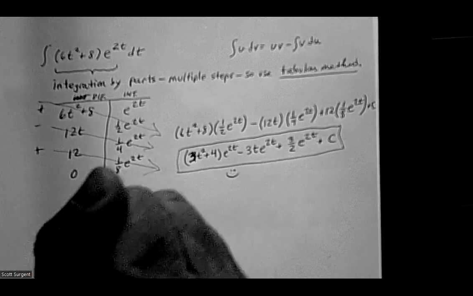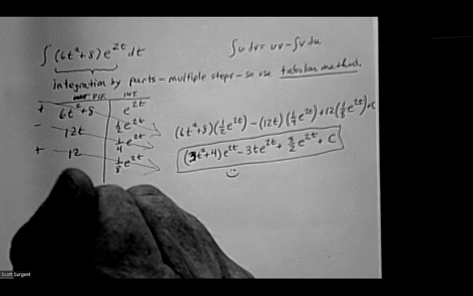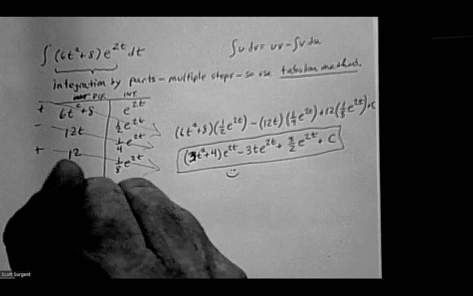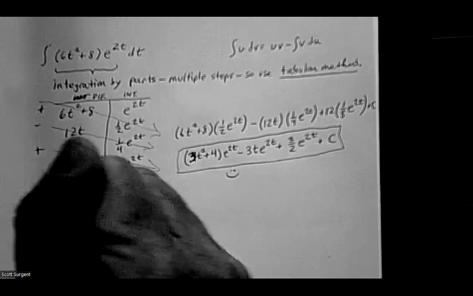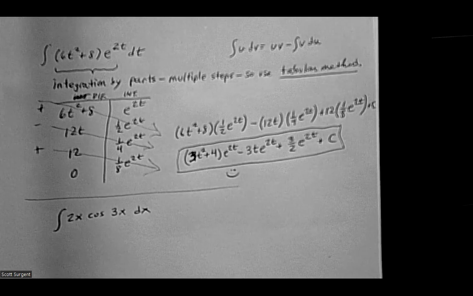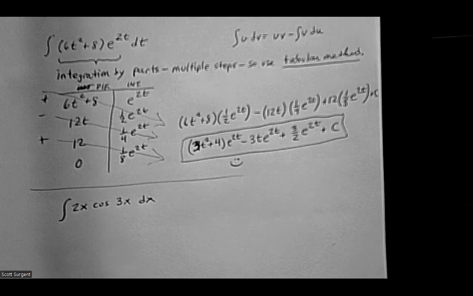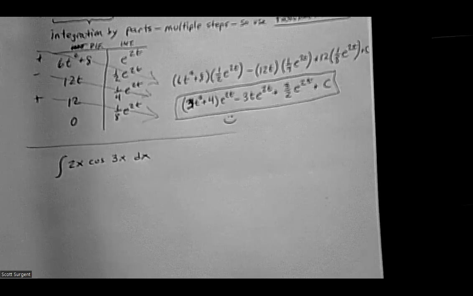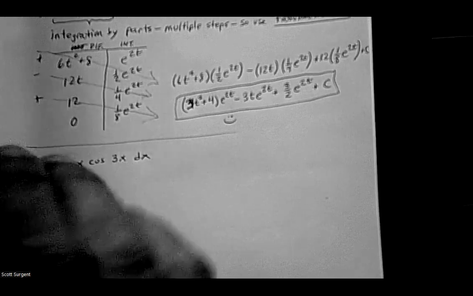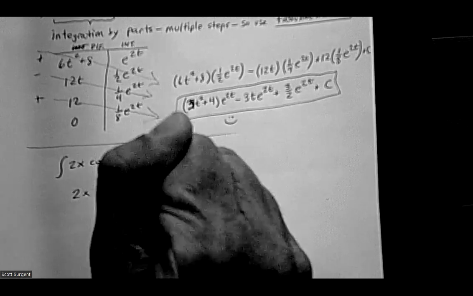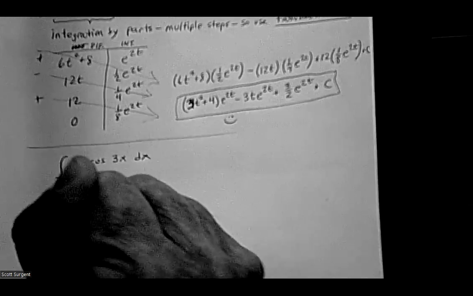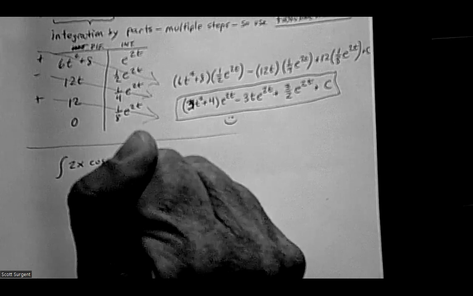For a related question that seems to pop up a lot, something like, if I can remember, 2x cosine 3x. And this one doesn't need tabular, I'm sorry, my bad. It doesn't need tabular. It does need integration by parts. You can actually do it the same way I just did right here. Just differentiate down to 0.